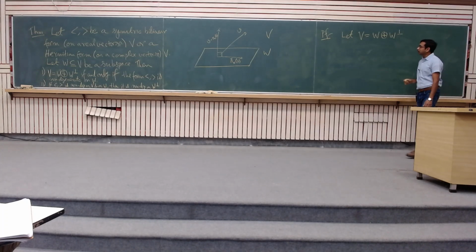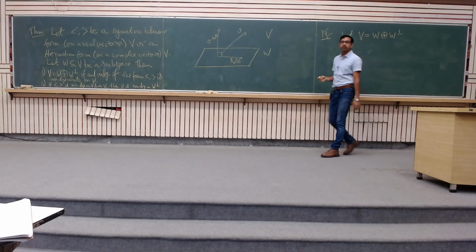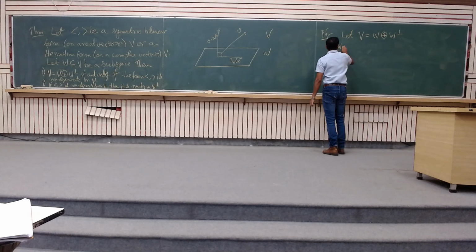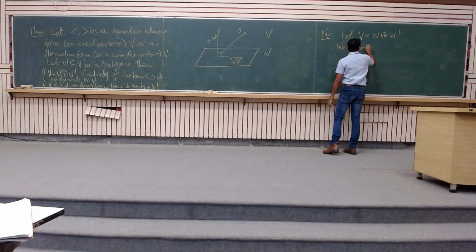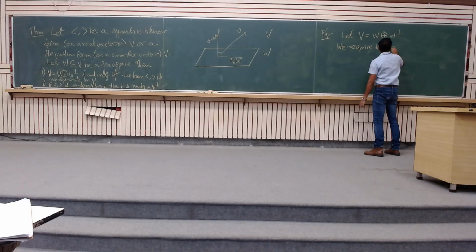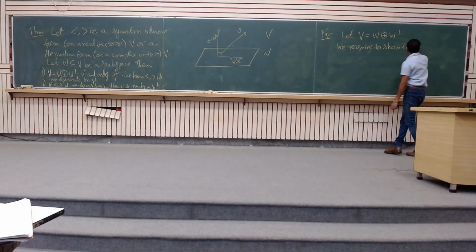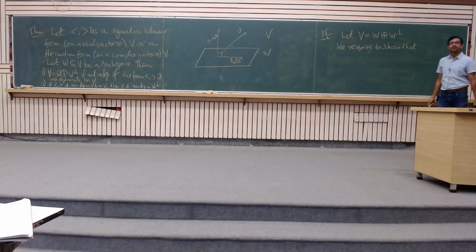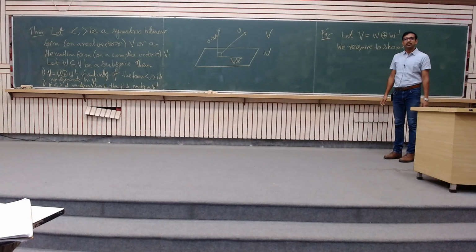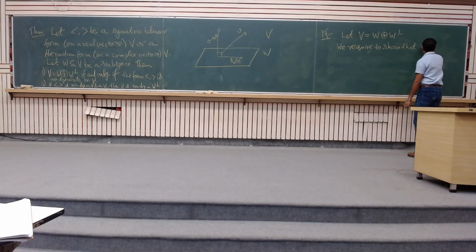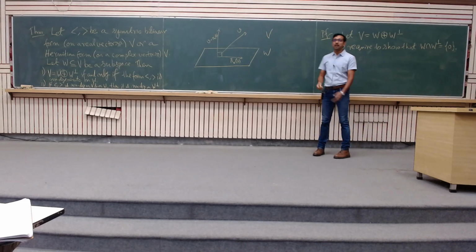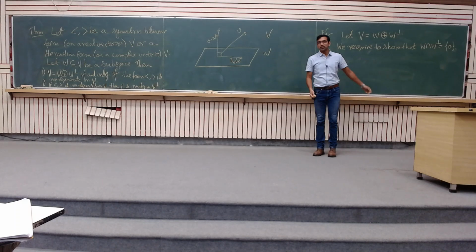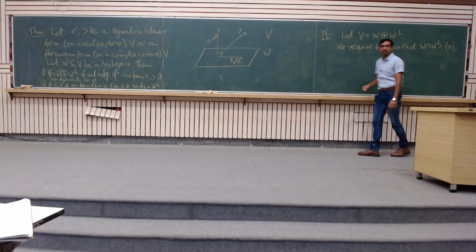Okay. Now, what does it mean? Non-degeneracy on W. So we require to show that what? Yes. The intersection is 0, right? But we are writing that V is a direct sum of W and W perp. That in particular implies that the intersection is 0, right? So it is just coming from the definition of direct sums, right?